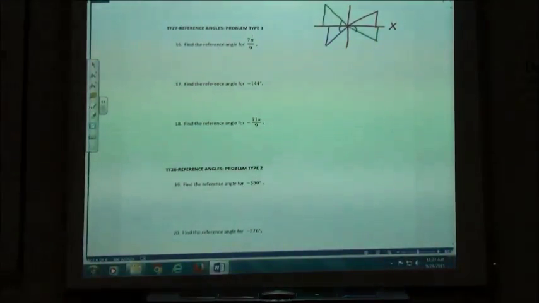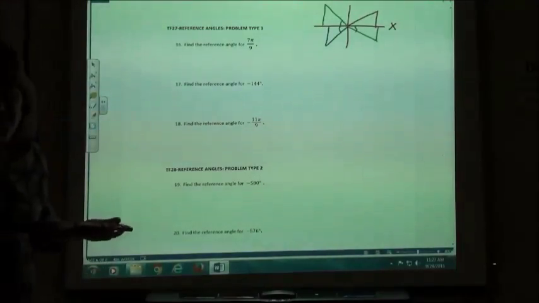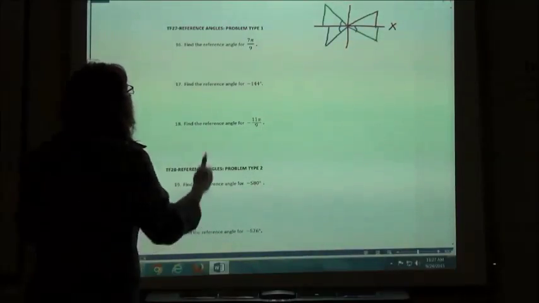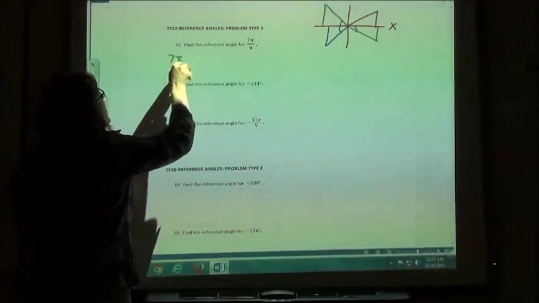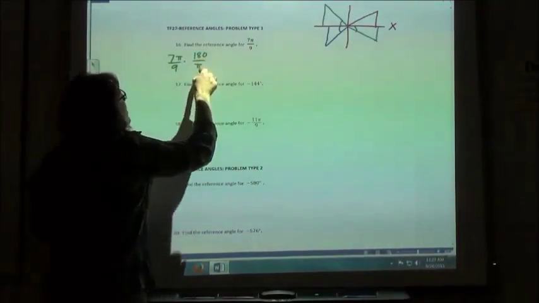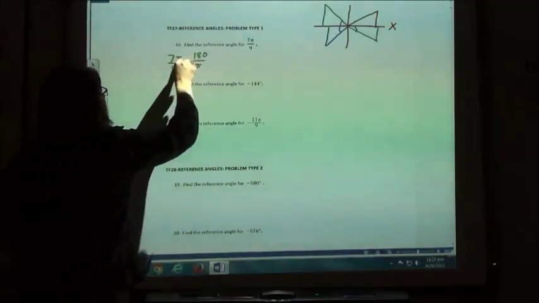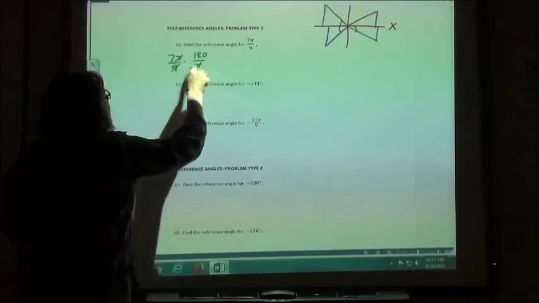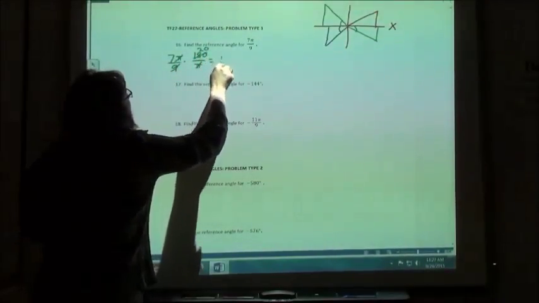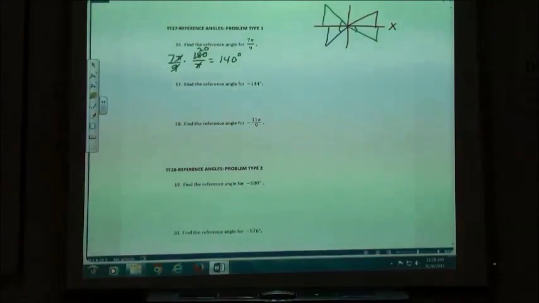So if I want to find the reference angle for 7 pi over 9, first of all, I need to know where 7 pi over 9 is. I'm not that good with radian measure. I need to convert it to degrees so I can figure out where the angle is. And so I'm going to go ahead and say 7 pi over 9 times 180 over pi, right? Pi and 180 are equal to each other. And so if I convert that, the pi's cancel out. 9 goes into here 20 times. And so 7 pi over 9 is the same thing as 140 degrees.